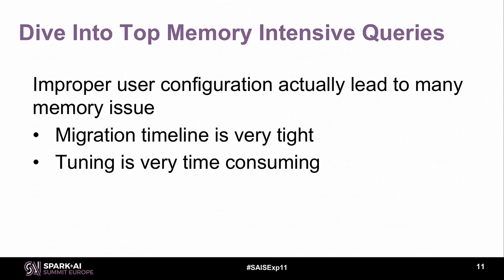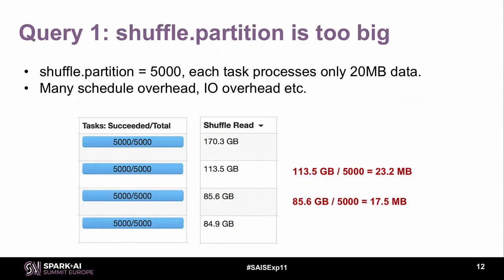Even experienced users need much time to tune. So many configurations of the production queries are actually not good enough. Let's see some common configuration issues in production. The shuffle partition might be the most difficult configuration to set.